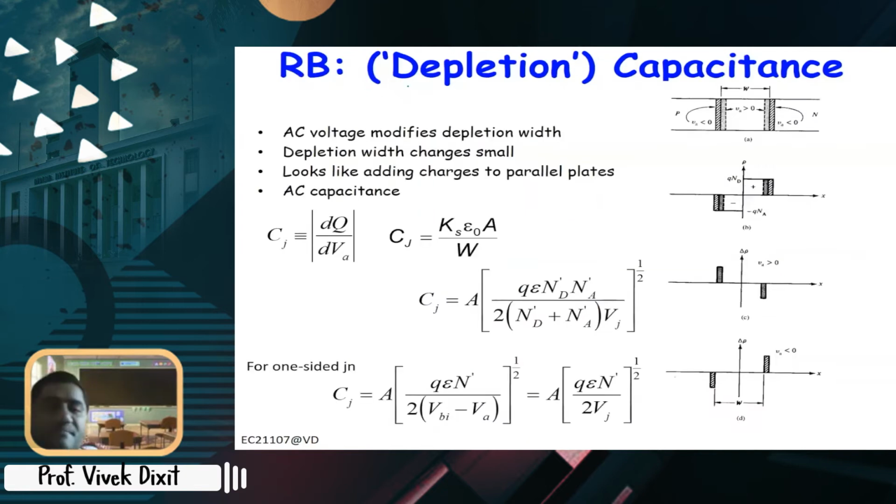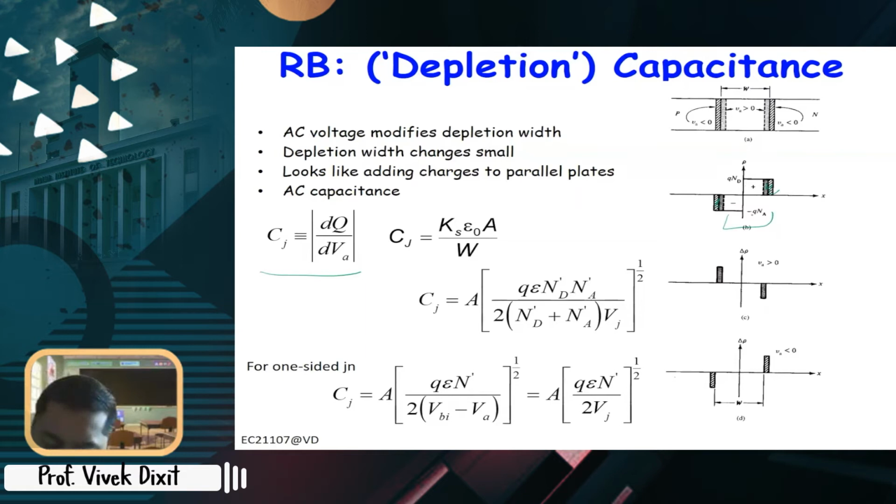Similarly, you can define the junction capacitance Cj as dq by dv. Of course you can differentiate the expression for q, or you can just write what charge is added at the edge of this region. No question? Okay, let's continue.